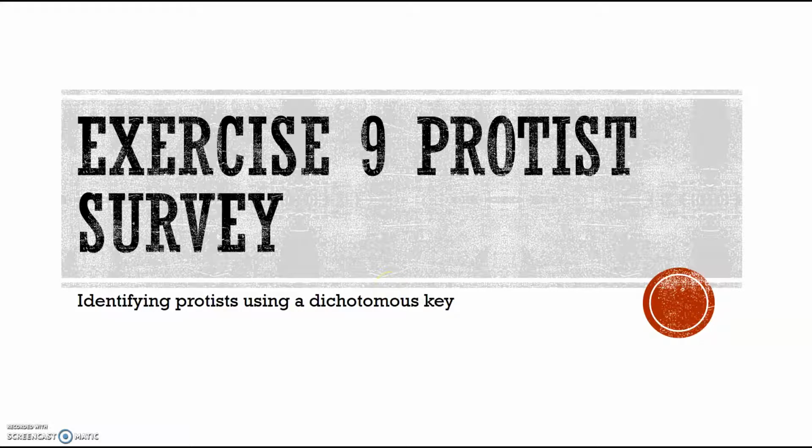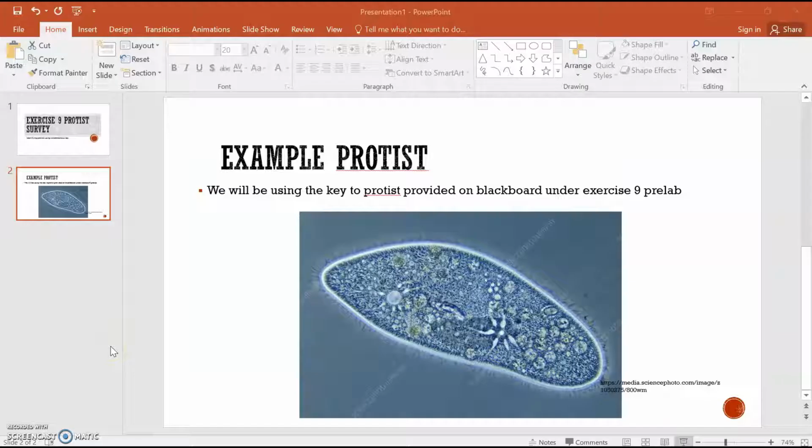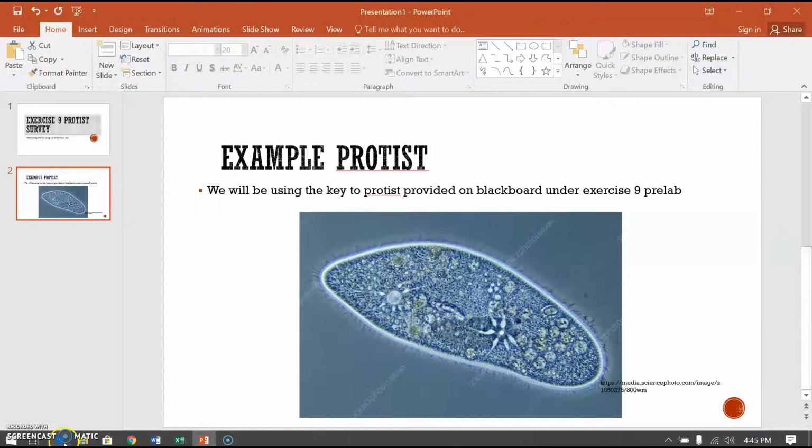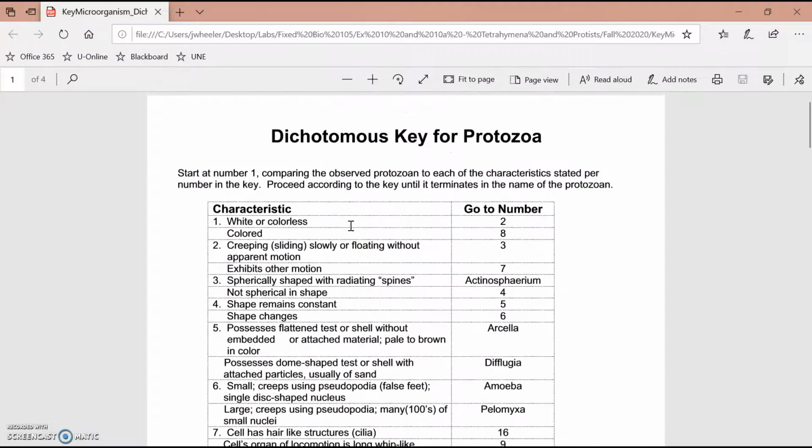Hello everyone, welcome to Bio 105 Lab Exercise 9, the Protist Survey. This is a supplementary tutorial that we're going to run through, identifying a protist using a dichotomous key. What I've got here is an example protist that we are going to take a look at, and you need to download the dichotomous key from Blackboard. It's a PDF file, looks like this.